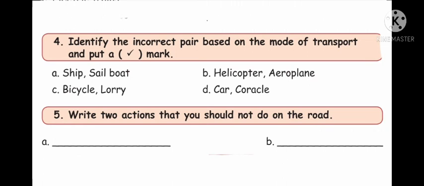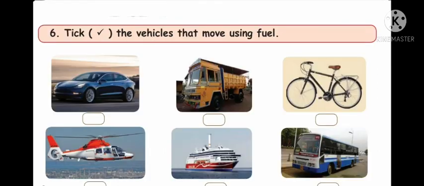The next one is identify the incorrect pair based on the mode of transport and put a tick mark. So here you have to tick incorrect pair based on the mode of transport. The next one is write two actions that you should not do on the road. The next one, tick the vehicles that move using fuel. So you have to put tick the vehicles which uses fuel.